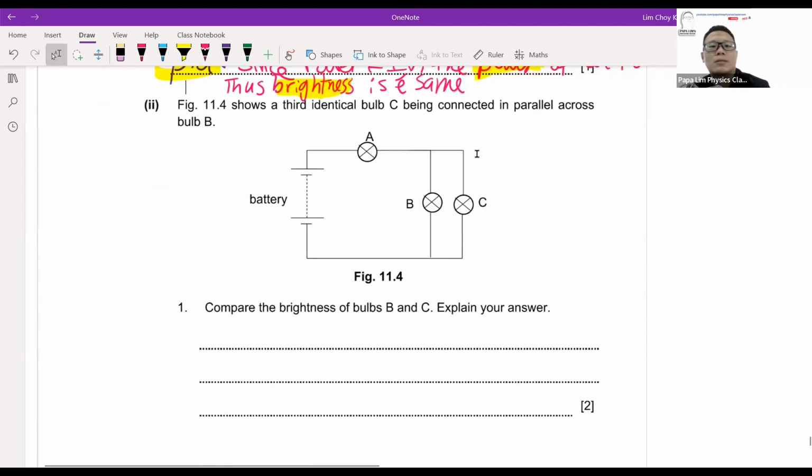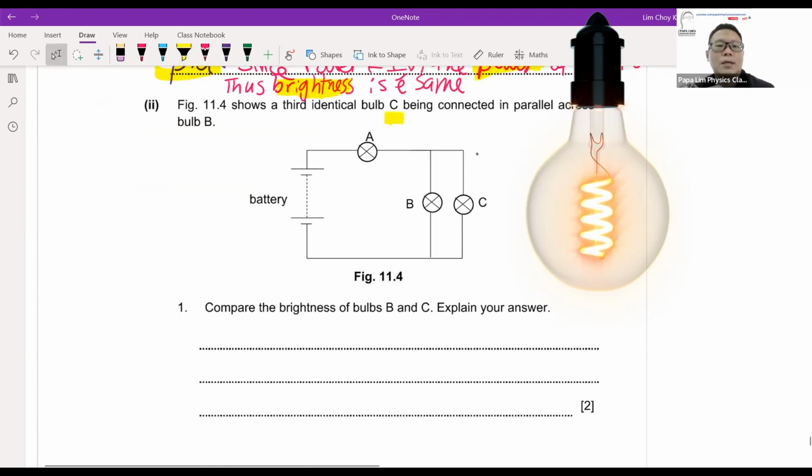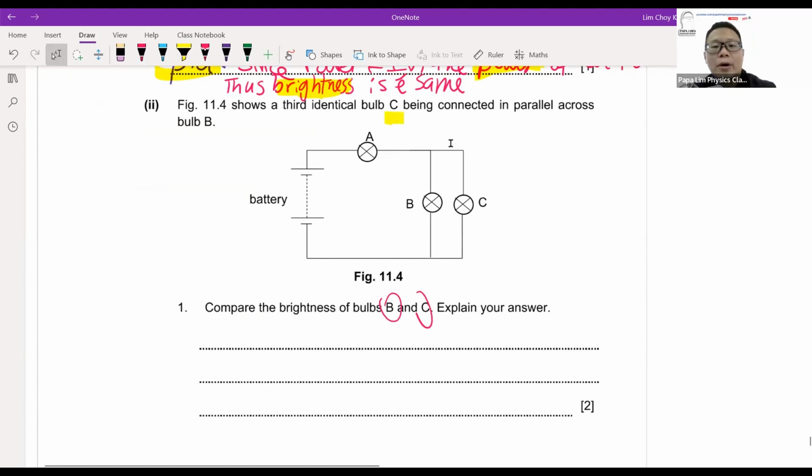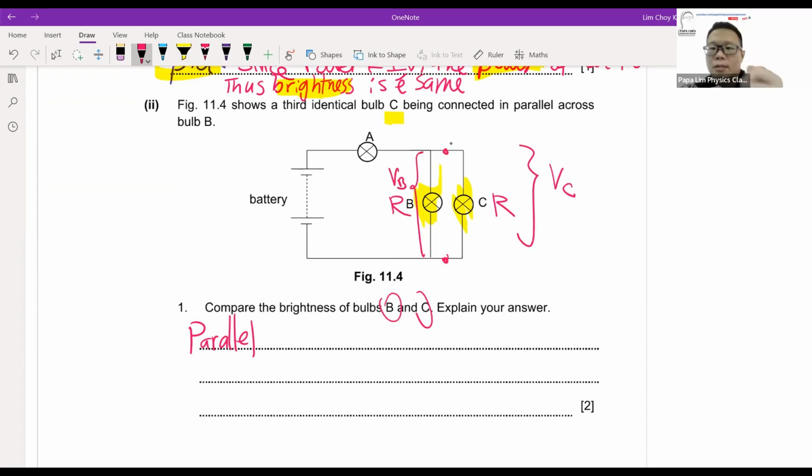Now, a third bulb C is actually put here. What happened to light bulbs B and C? Now, B and C, I would say, is quite straightforward because they are parallel and they have the same resistance. The moment they are parallel, the voltage across VC and the voltage across VB are actually the same. And you must remember, what's the formula for power? It can be IV or it can be V squared over R, whichever is convenient.